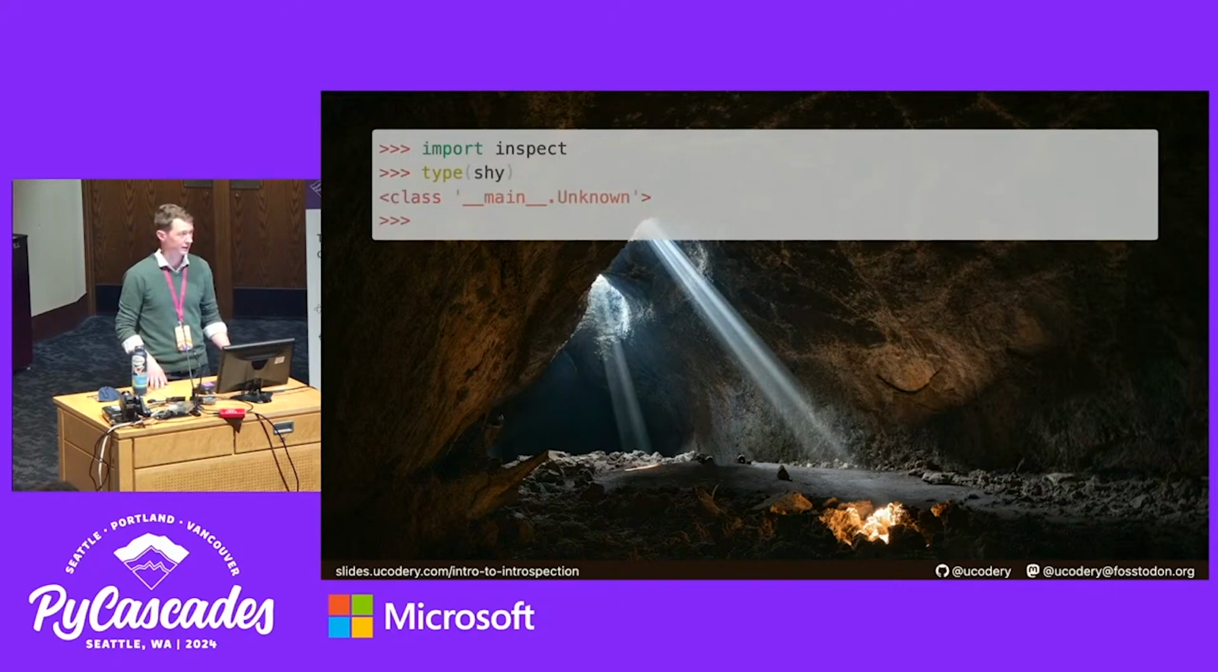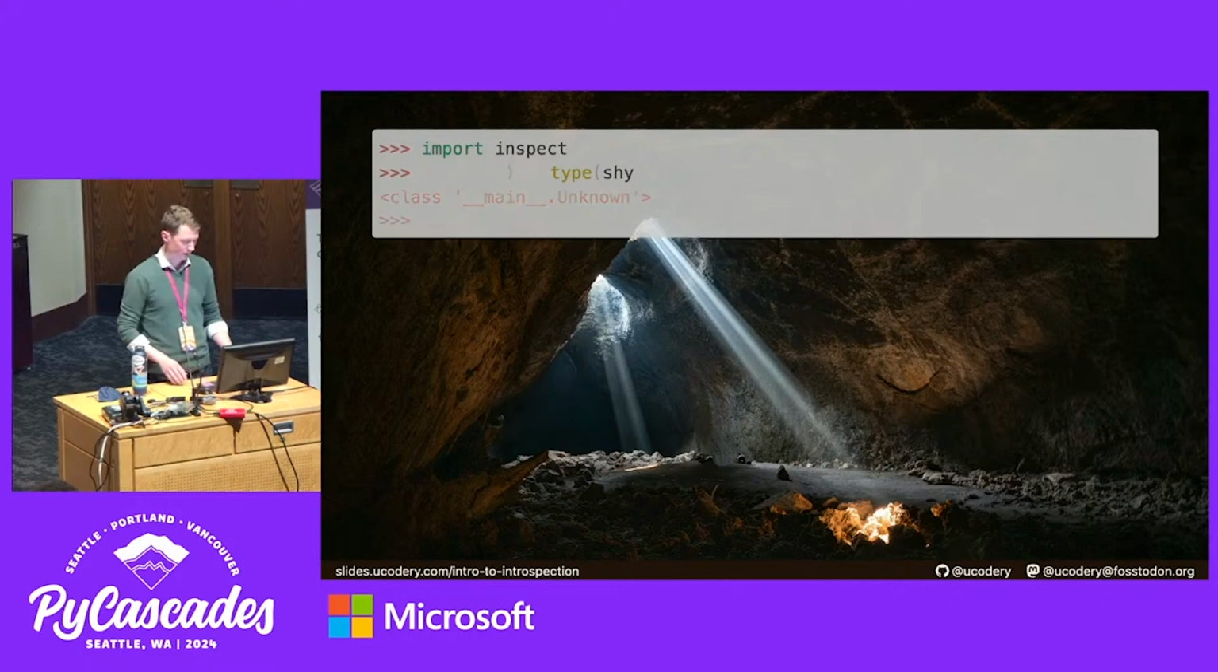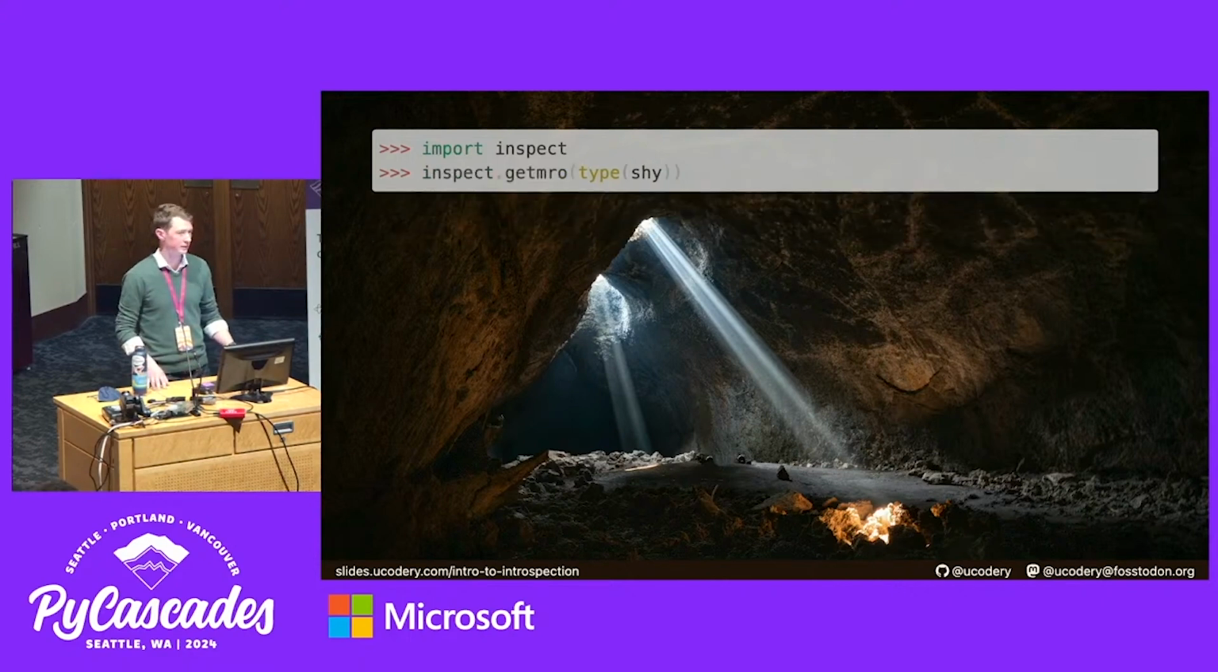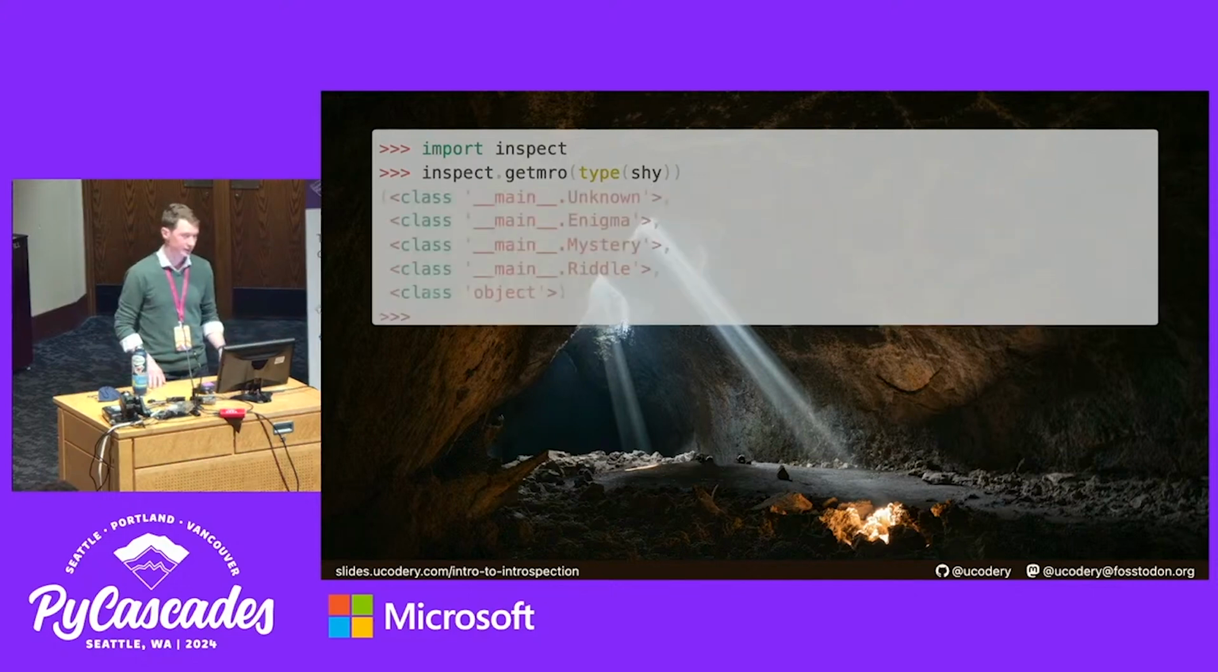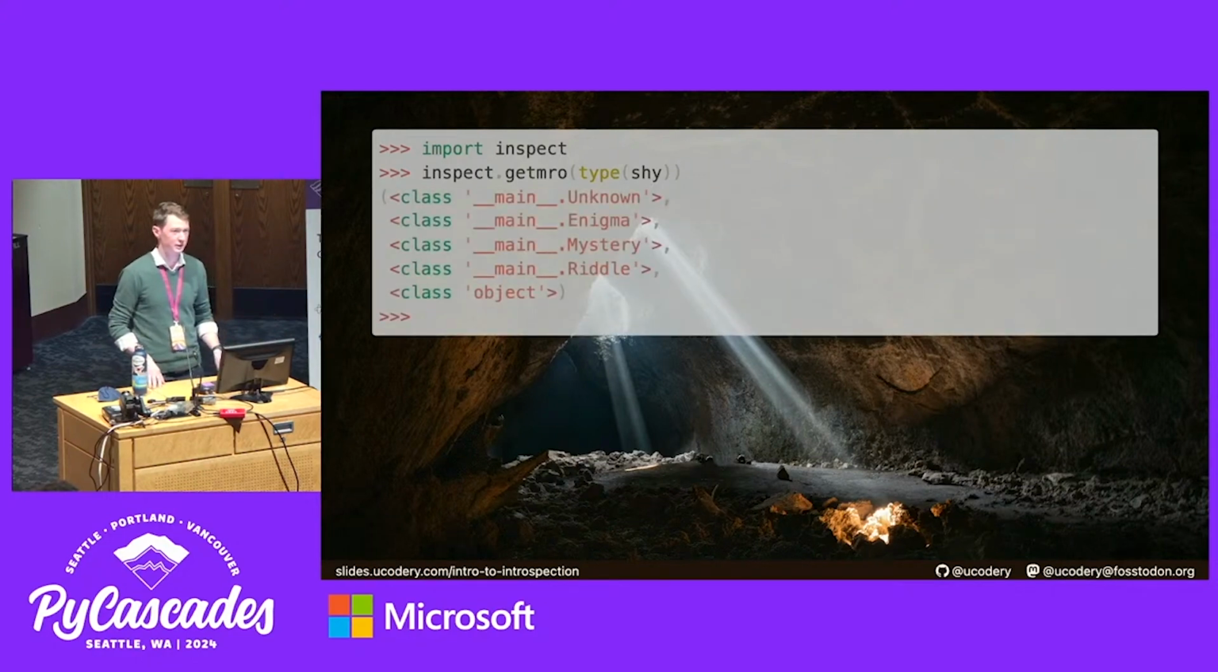Before we had inspect, we could ask what Shy's type is using built-ins. But with inspect, we can use this getmro function, which basically says, give me the entire lineage of Shy. And we get a slightly different answer. We can see that Shy comes from unknown, but it has a long lineage of classes that goes all the way back to object. So Shy is an instance of a class that is a child of another class, and it's actually a melding of all these different things.